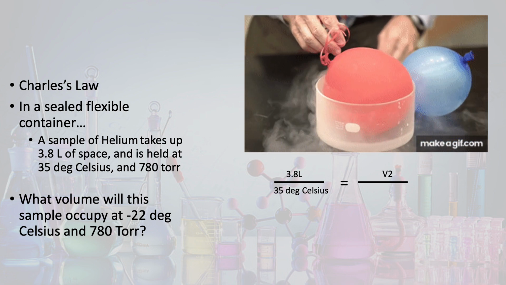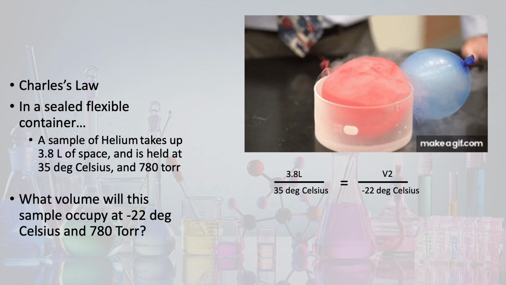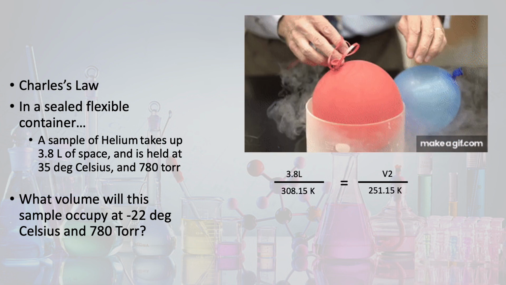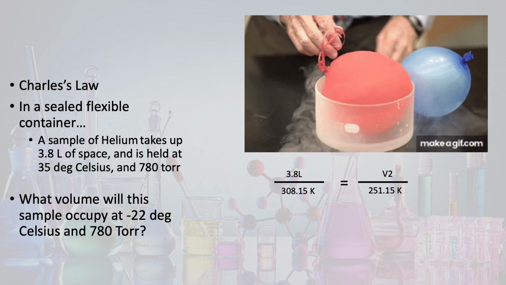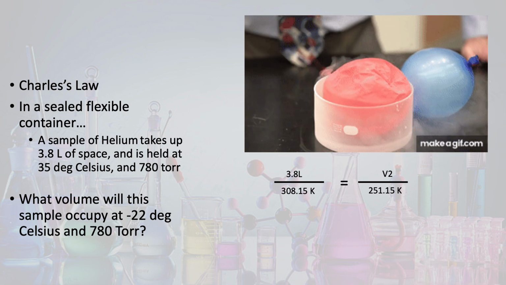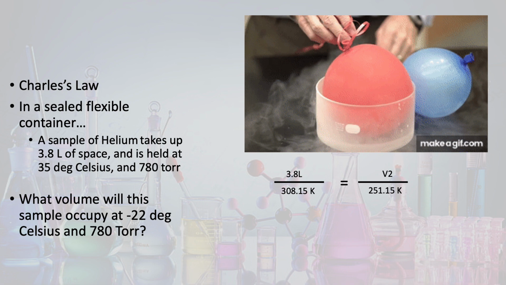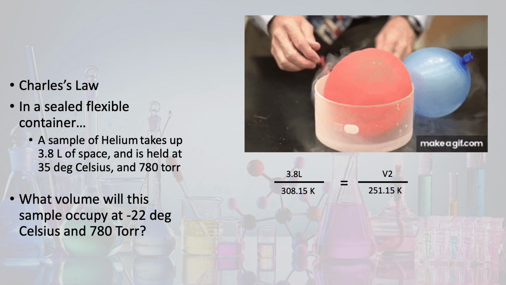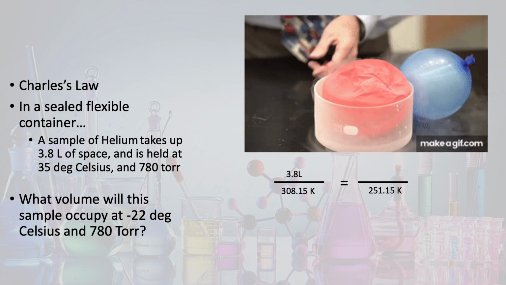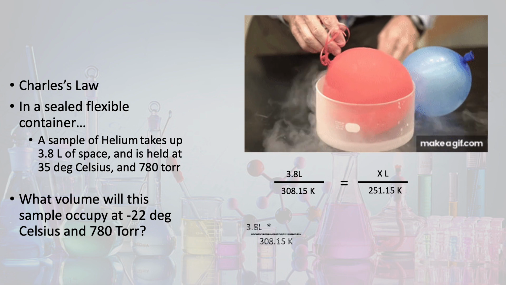So if we swap out T2 for negative 22 degrees Celsius, remember, you need to convert degrees Celsius into Kelvin. Otherwise, our formulas won't work. If we retain that negative in the T2 location, that's actually going to mess up our calculations when we do them. So be sure to always convert these to Kelvin. Our unknown is V2. We want to know what V2 is.